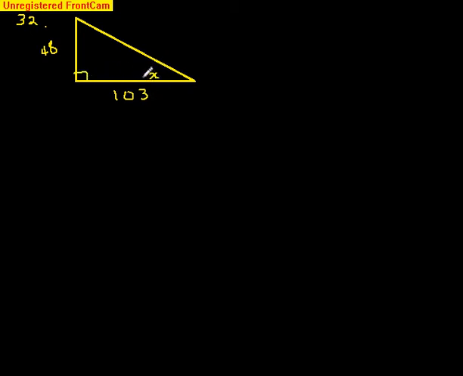The problem says find the angle of elevation of the top of the movie screen as viewed from the point C. Given that AB, let's put A up here, AB is 48 feet. So they want this angle. So we know we're going to use eventually the inverse tangent. So we would say tangent of X equals opposite over adjacent.